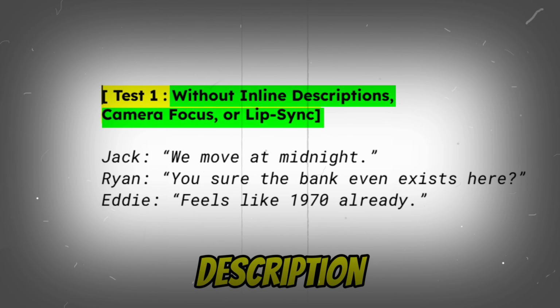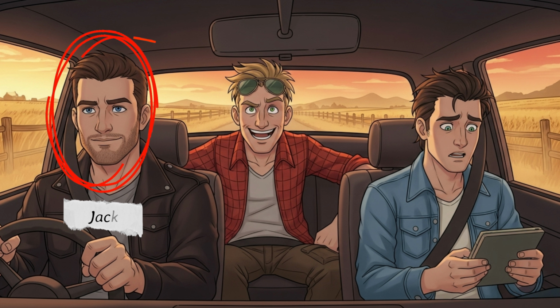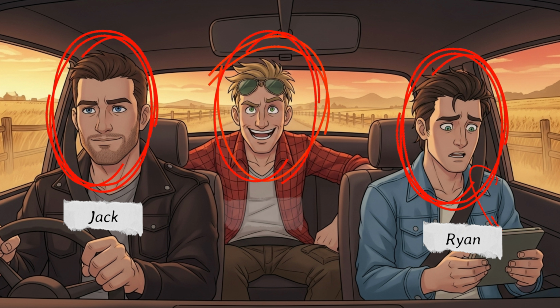information. Let's generate a video using this image and this prompt, which have no character description, no camera focus, and no lip sync information. For memory, the dark jacket person is Jack, the denim jacket one is Ryan, and the red shirt guy is Eddie. Now watch what happens when we use this prompt to generate video.